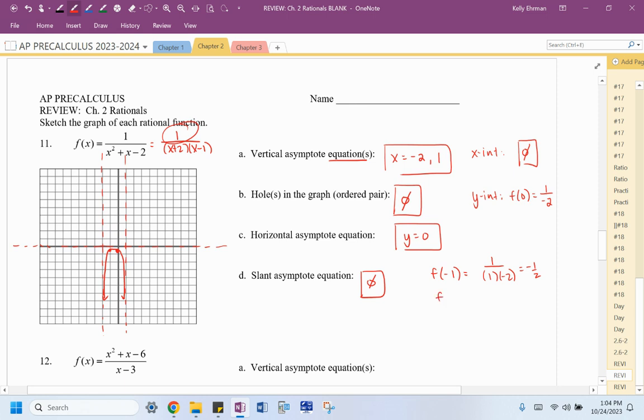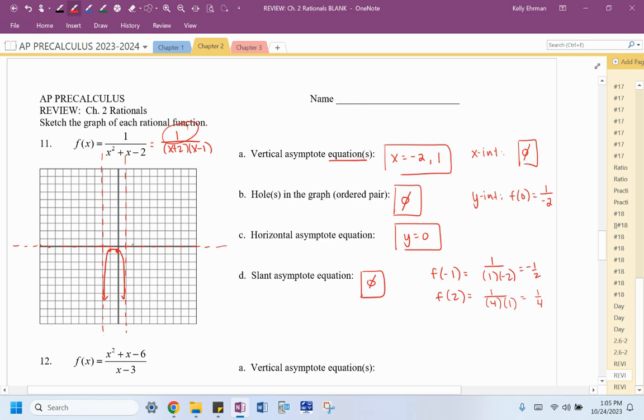And then you do need to plot 2 extra points, just 1 for each corner. So f of 2 is going to be the one that's on the right. I'm always plugging into the factored version. I usually find that to be easier. 2 plus 2 is 4. 2 minus 1 is 1.